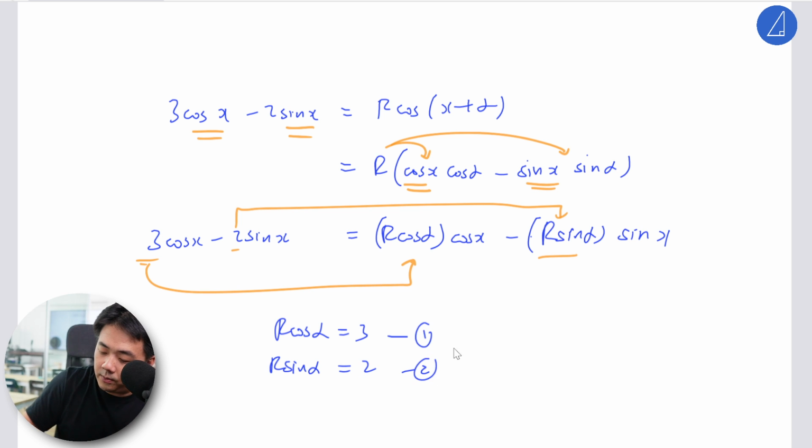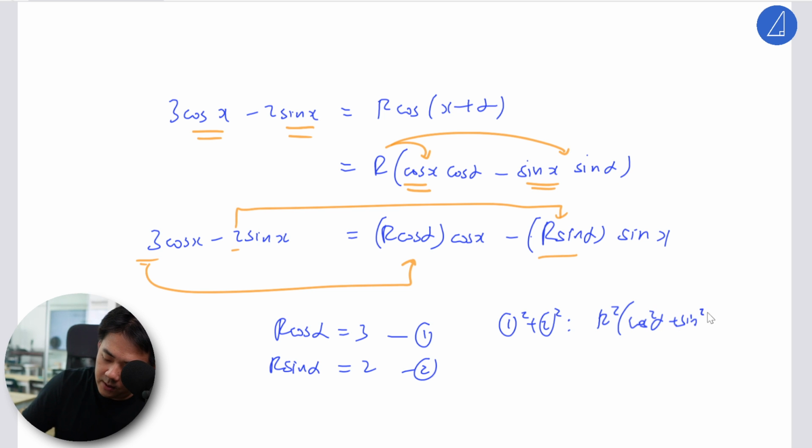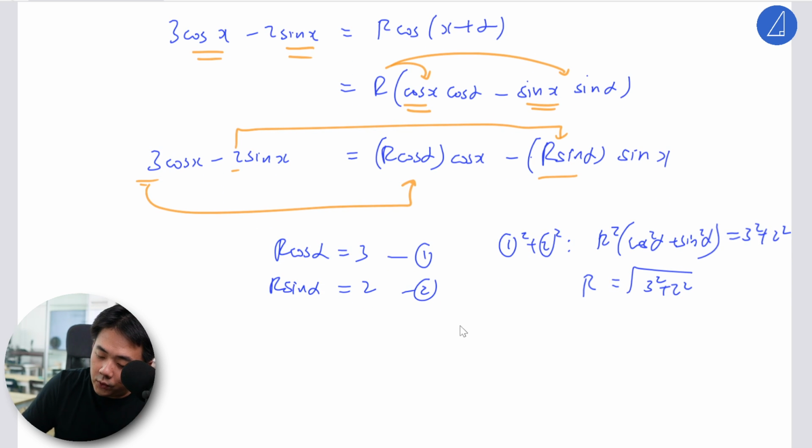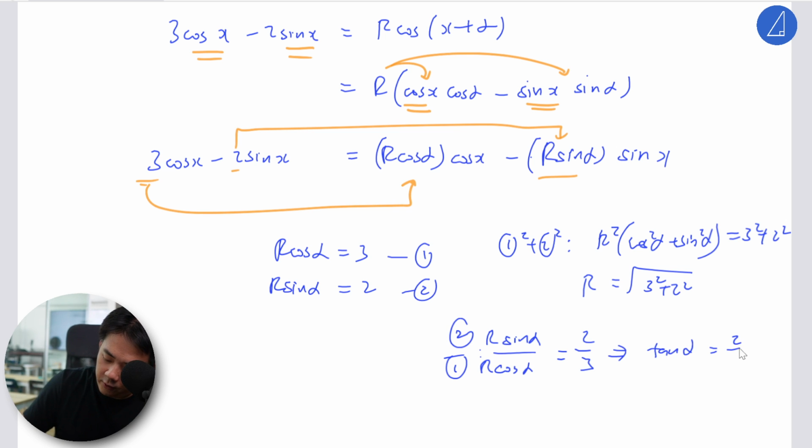Then you take the first equation squared plus the second squared and sum it up. That gives R squared times cos squared alpha plus sin squared alpha, which will be 3 squared plus 2 squared. So R is just the square root of 3 squared plus 2 squared. Then if you divide the second by the first, you get sin alpha over cos alpha, R cancels, and it will just give you 2 over 3. So essentially tan alpha is 2 over 3, so alpha is equal to tan inverse of 2 over 3.